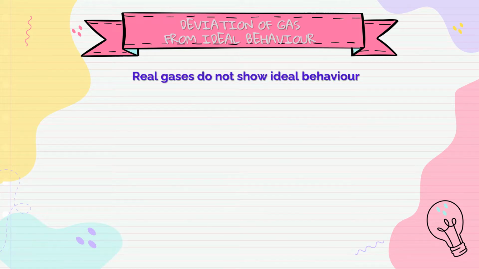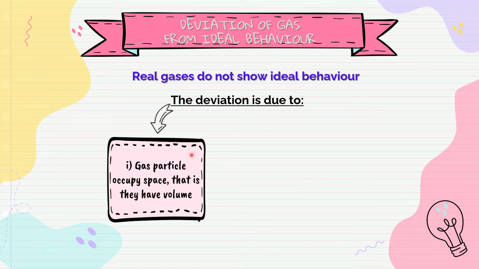So kita kata, real gases do not show ideal behavior. Okay, the deviation is new. Deviation ni maksudnya dia menyimpang, dia menjauhi daripada kita punya ideal gas tadi, ideal gas behavior. So kenapa real gas tak macam ideal gas? So the deviation is first due to the gas particle occupy space, that is they have volume. Tadi kita kata ideal gas, dia punya volume adalah negligible.